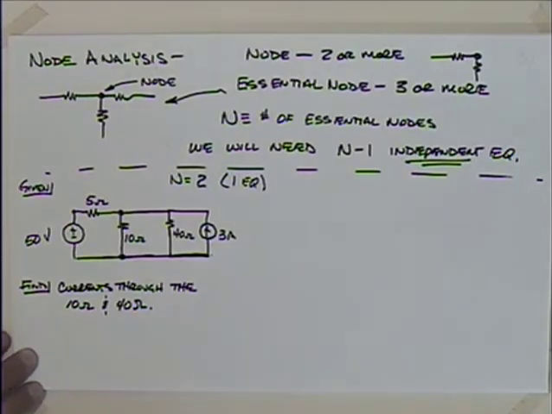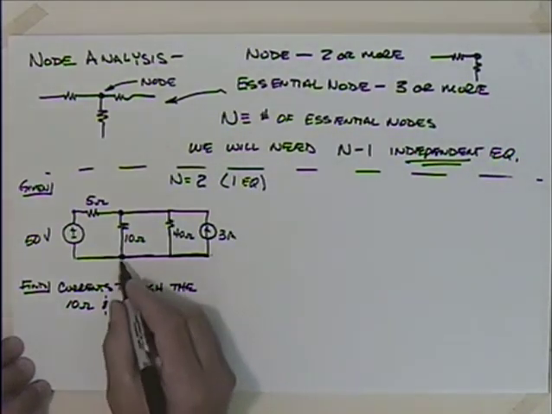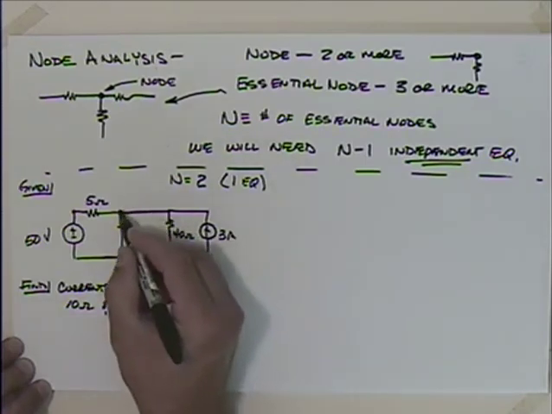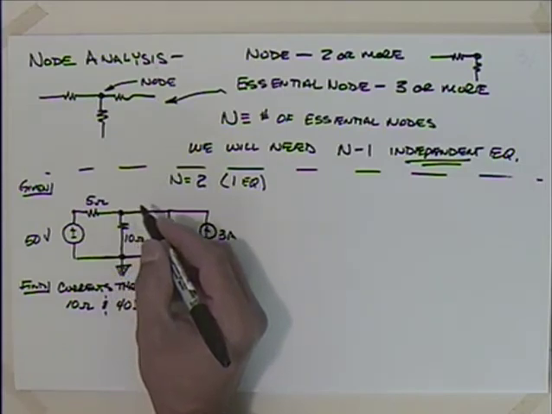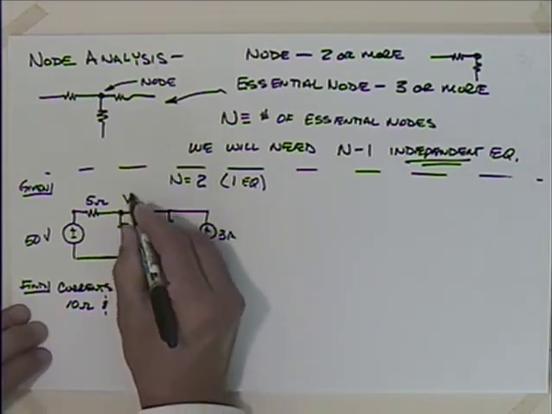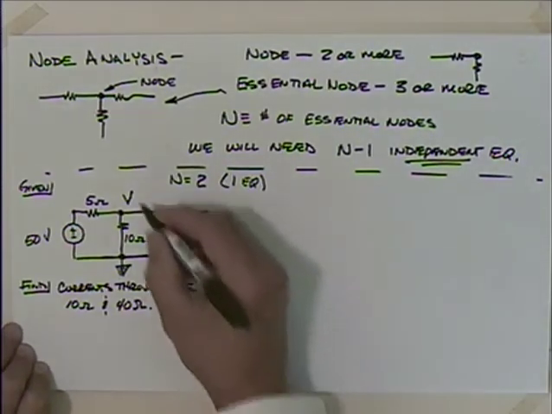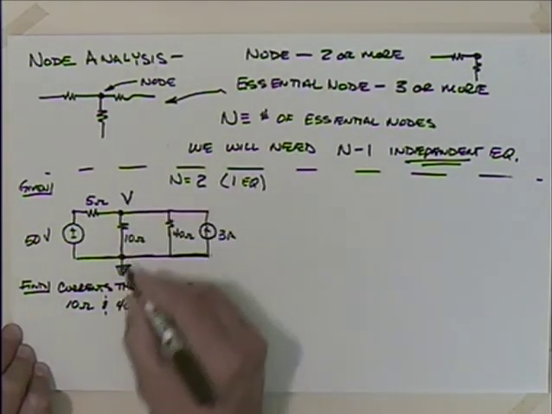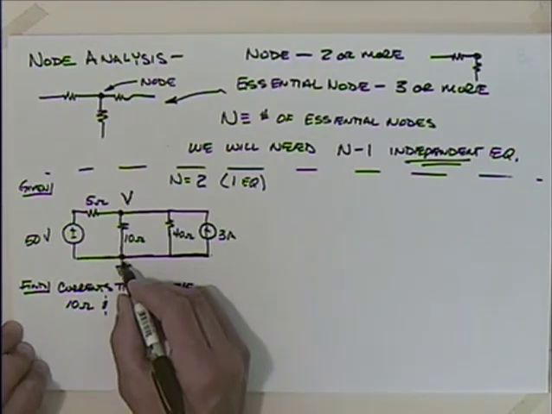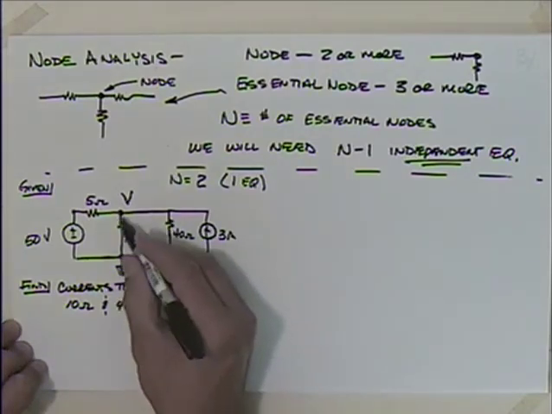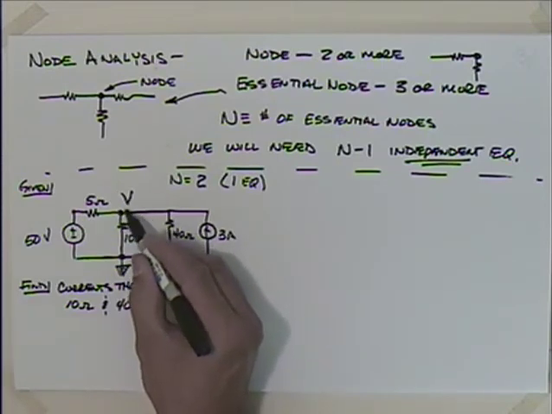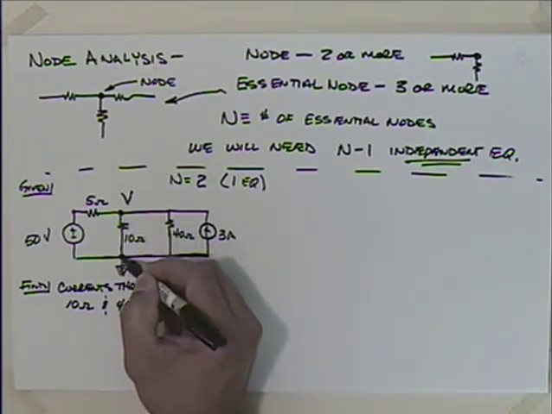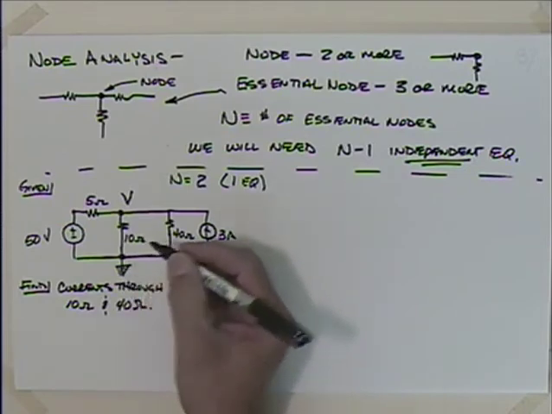So we'll start out nice and easy with this one. Now what we do is we take one of the essential nodes and we make that our reference ground. And then I could talk about this voltage up here. I could say that this voltage was, let's say, V. That would be our node voltage, and when I talk about the voltage at this node, it's always in reference to this node down here. So V indicates the voltage here with respect to ground.